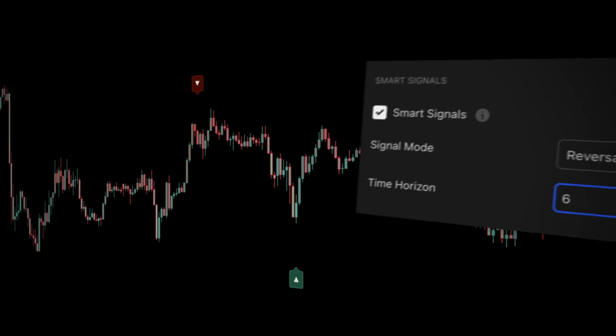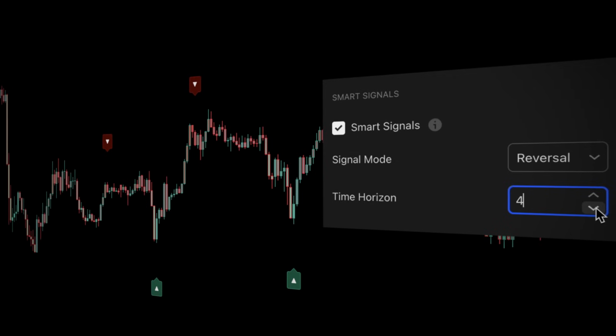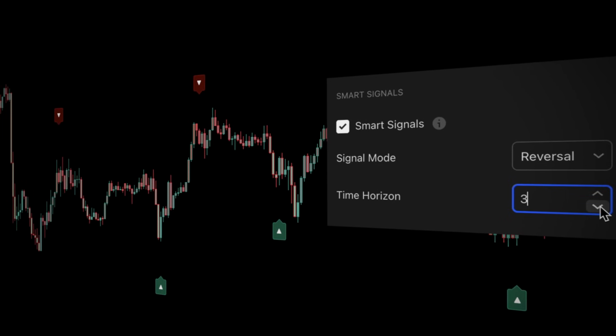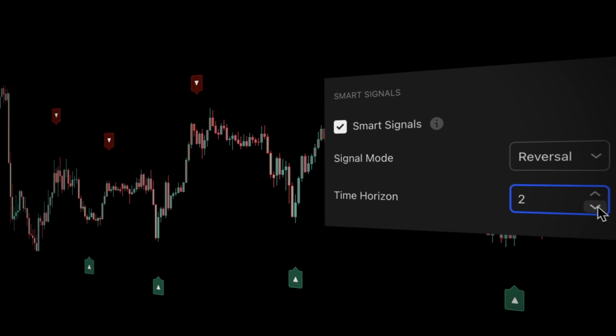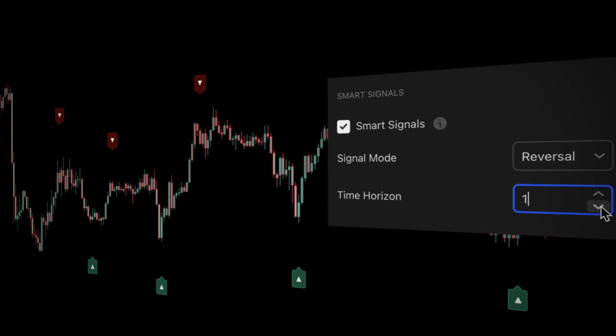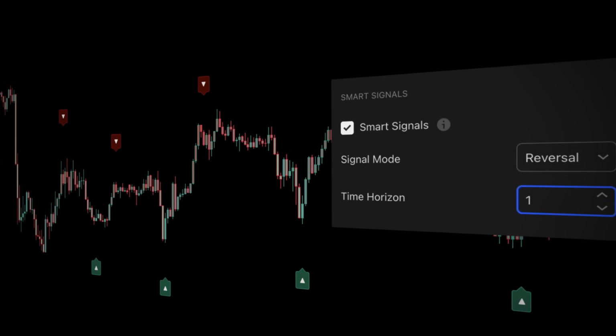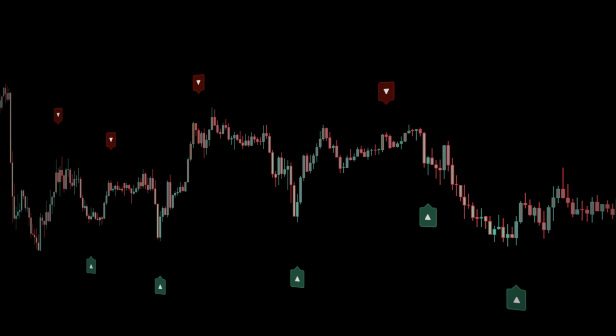You control the time horizon. That's how customizable the system is. Lower values give faster signals but more noise. Higher values reduce the number of alerts but increase reliability. That gives you the flexibility to adjust to scalping, day trading, or swing setups.